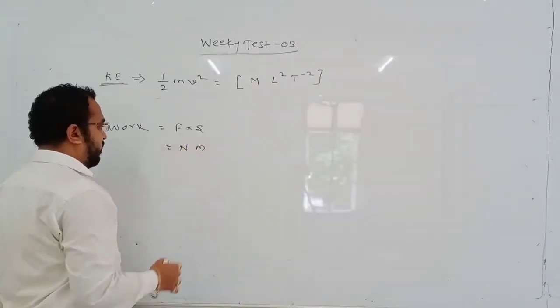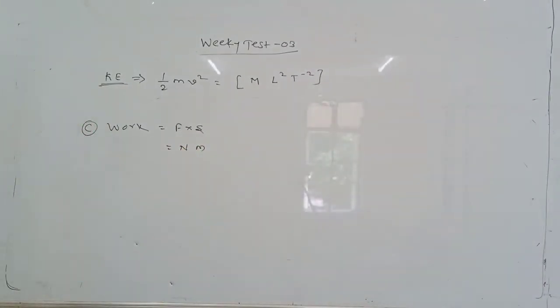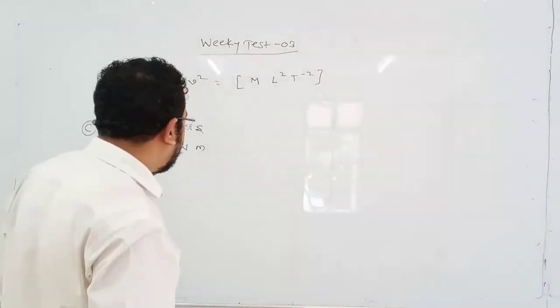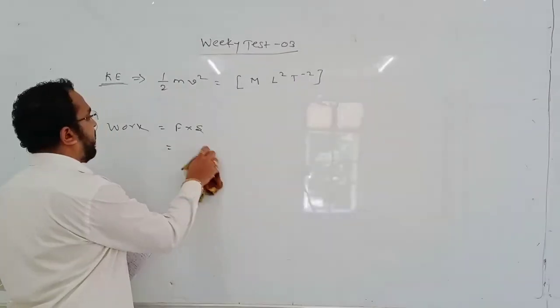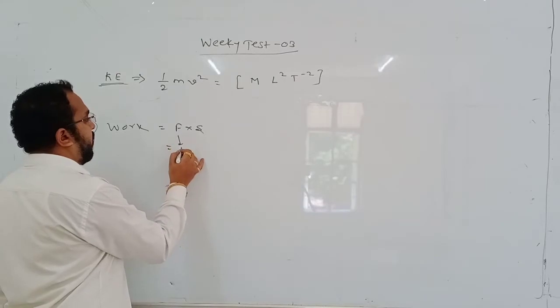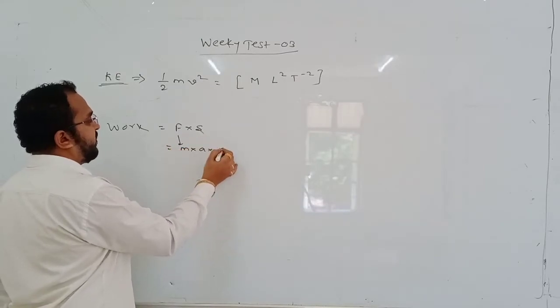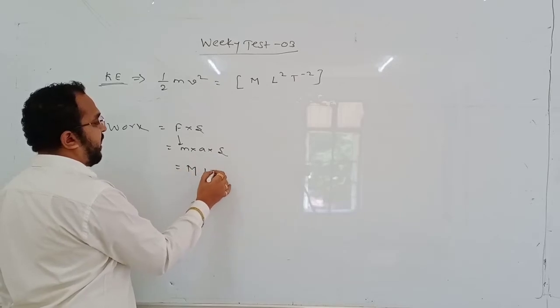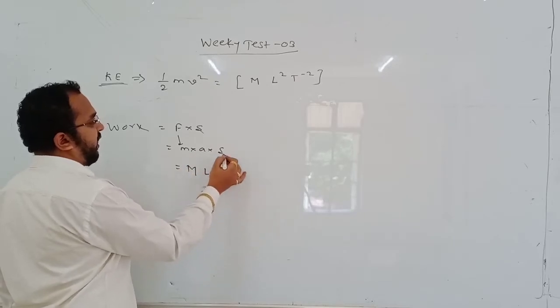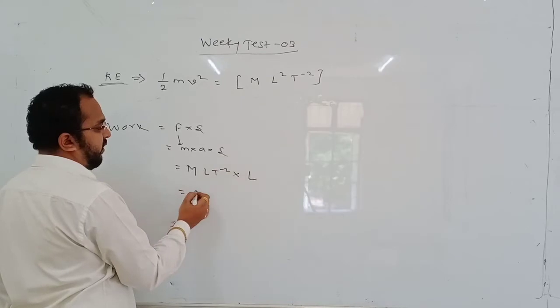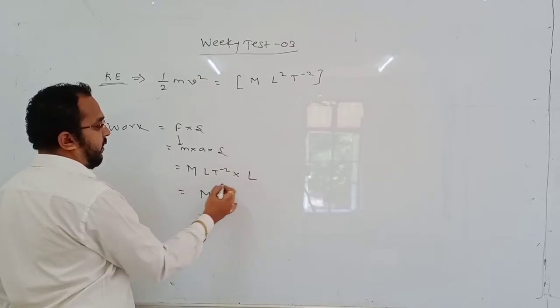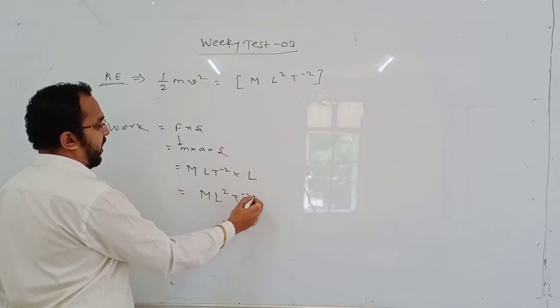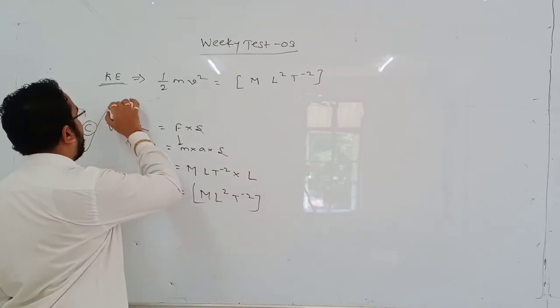If I have the dimensions of force into distance, what is force? Force is nothing but mass into acceleration, into this distance. The dimension of mass is M, acceleration is L T minus 2, and distance is L, so it will be L square T minus 2. So option C will be correct.